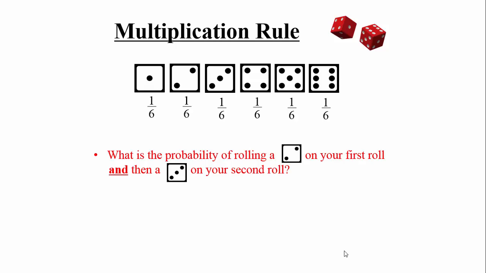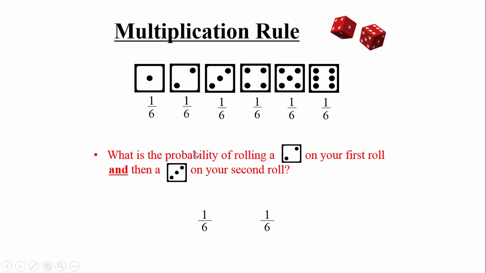What is the probability of rolling a 2 on your first roll and then a 3 on your second roll? The key word is and. So let's look at that. So let's look at the 2. We roll a 2. The probability of that is 1/6. Let's just consider a 3. The probability of rolling that is 1/6. So again, each individual rule is not an issue, right? 1/6 to roll a 2, 1/6 to roll a 3.